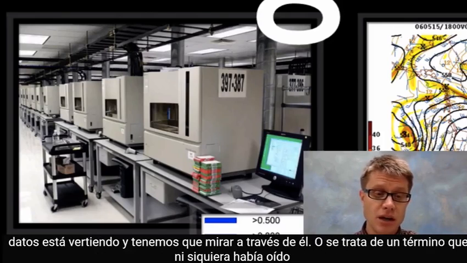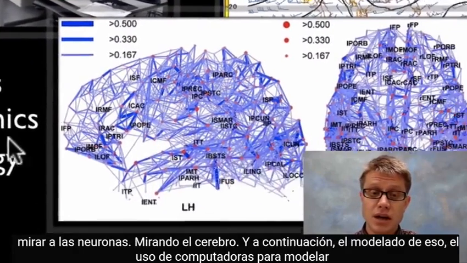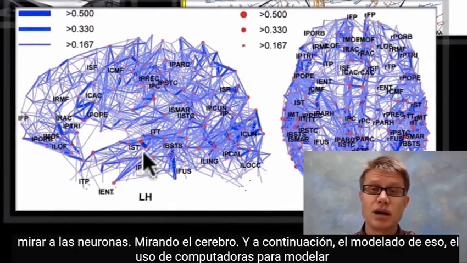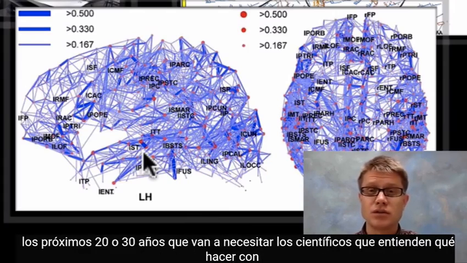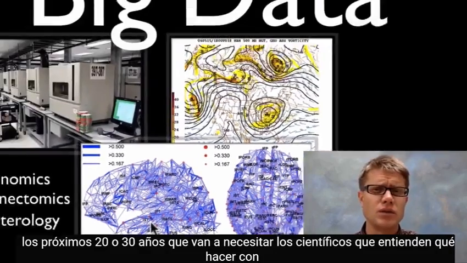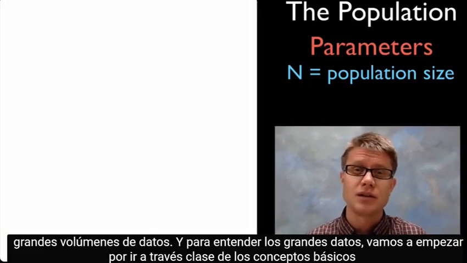Or this is a term I hadn't even heard of before, connectomics, which is basically using intense magnetic resonance imaging to look at neurons, looking at the brain, and then modeling that, using computers to model individual neurons and then grow that into like a virtual brain. So you can see over the next 20 or 30 years, we're going to need scientists who understand what to do with big data. And to understand big data, let's start by going through kind of the basics of statistics.